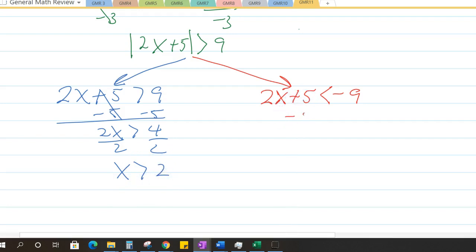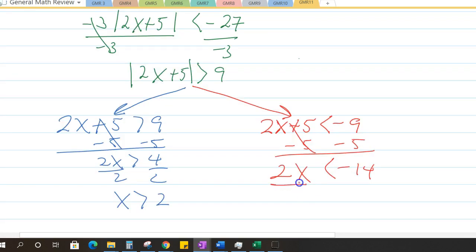The opposite of adding 5 is subtracting 5 from both sides. 2x is less than negative 14. Divide both sides by 2. The 2's cancel to give you x is less than negative 7.